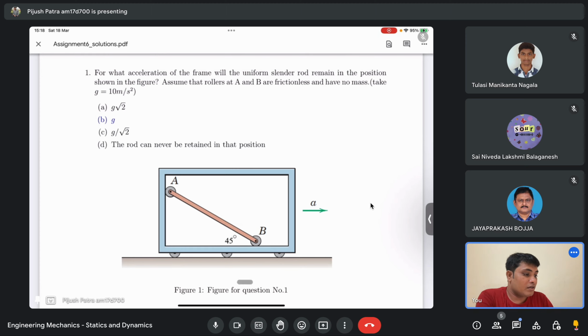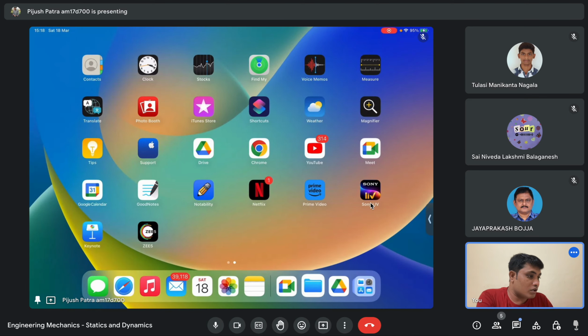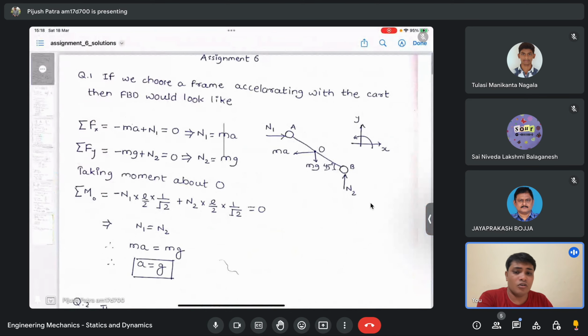So let me show you the solution. Okay, are you able to see the solution screen? Yes, sir. Okay. Now if you choose a frame accelerating with that cart or box, then the FBD will look like this. And here again we are neglecting friction. There is no friction between the roller and the wall of the frame. We are completely neglecting it.